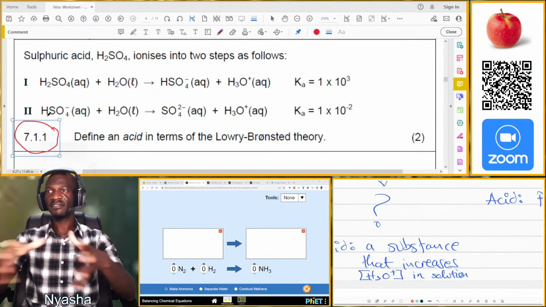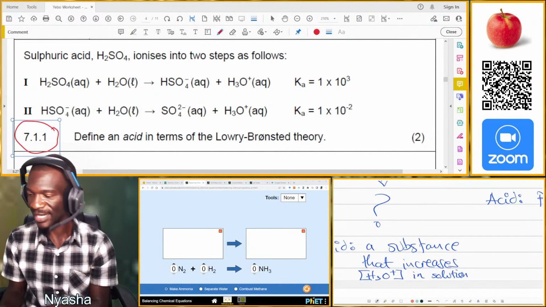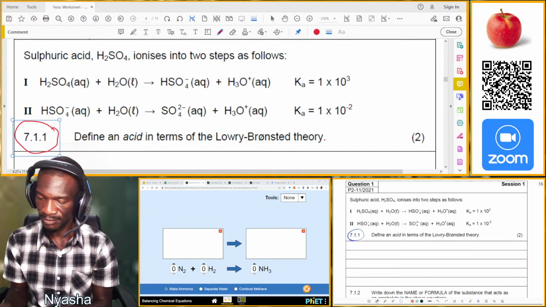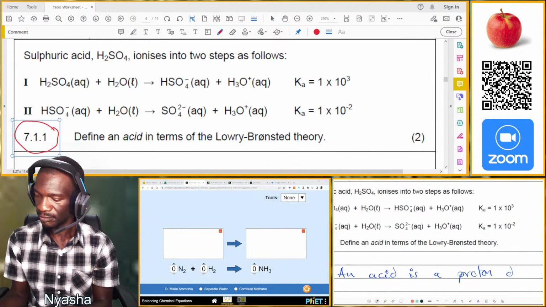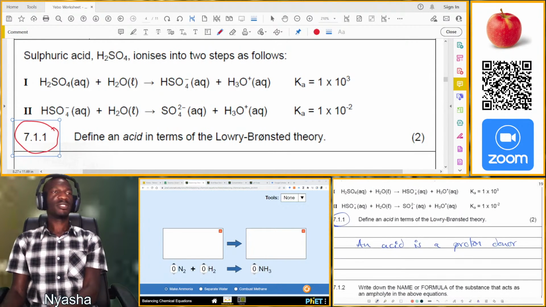So the Arrhenius definition is based on the dissolution of the acid into water. Okay, so basically that is it. So this is your definition. It is simply a proton donor. So this is your result here. An acid is a proton donor. An acid is a proton donor.